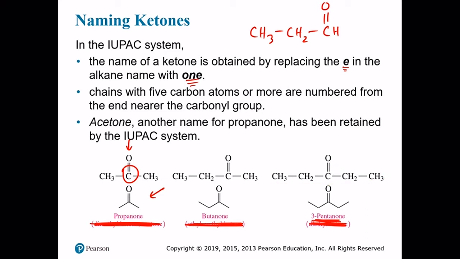2-pentanone would be if the carbonyl group were on this carbon instead. And that would still be a ketone because it would still be connected to carbons on either side. But we can't put the carbonyl here and call it a ketone. In that case, it would be an aldehyde. So the only possibilities with pentanone are 2-pentanone, which is with the carbonyl here, or 3-pentanone, which is what's been drawn here.